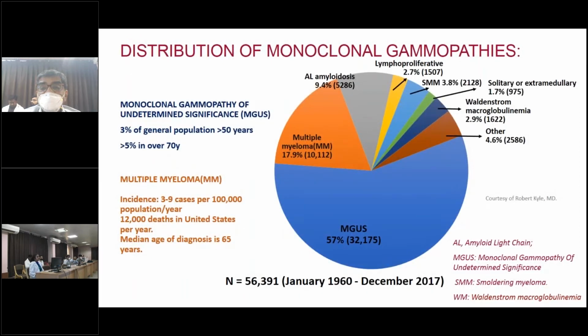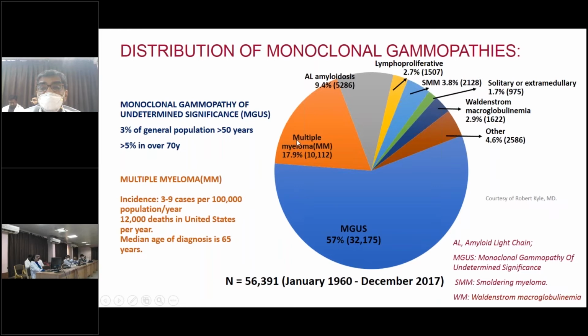So what is the distribution of monoclonal gammopathies? The most well-studied cohort comes from Dr. Kyle, the father of myeloma, with a series of 56,391 cases. 57% of the monoclonal gammopathies were MGUS. What is MGUS? Monoclonal gammopathy of undetermined significance, and it has a prevalence of 3% of the general population above 50 years and up to 5% in those over 70 years.